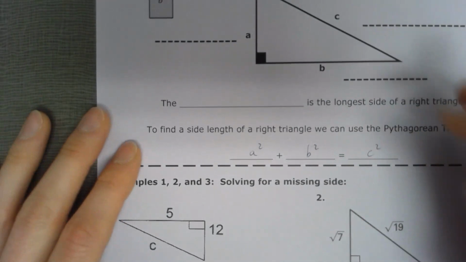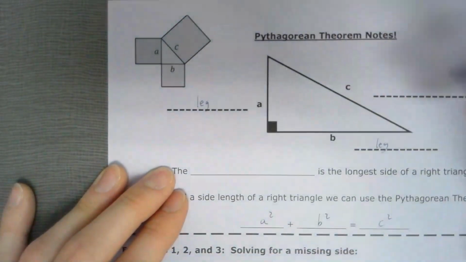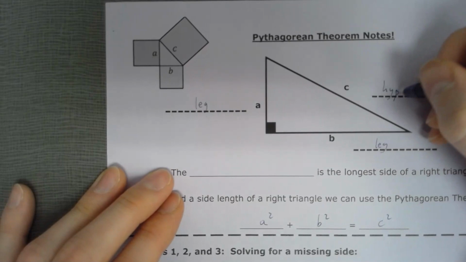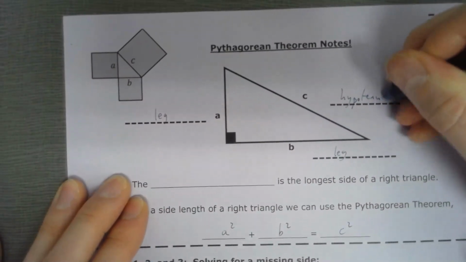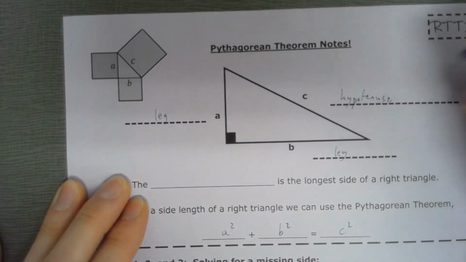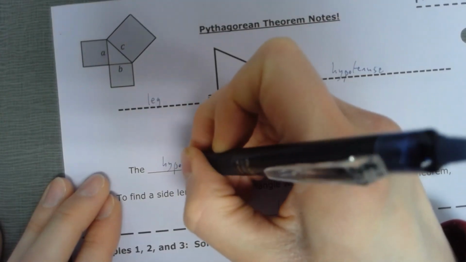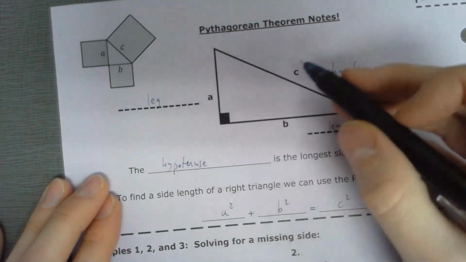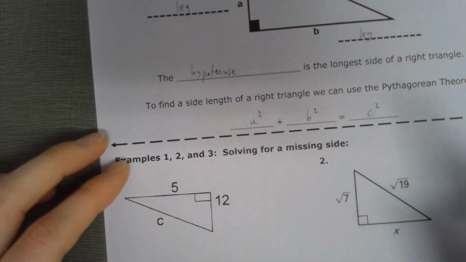So the important bit about this is that A and B are both the legs. A is a leg and B is a leg. These are the legs on our right triangle, and C is the hypotenuse. Hypotenuse. The hypotenuse is the side across from the right angle. It's the longest side of the right triangle. The longest side, the hypotenuse.